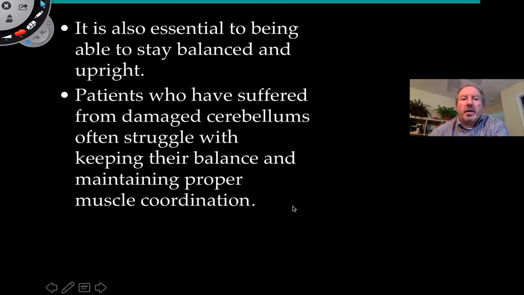Now, it's also important in terms of functionality, helping us to stay balanced, and it helps us to stay upright. And patients who have damage to their cerebellums, that's one of the ways in which we determine normal functionality: when there is injury to a particular region of the brain, then we can see where the patient's struggling. And so when a person's having trouble keeping their balance or maintaining muscle coordination, we know that there may be some trauma to the cerebellum.